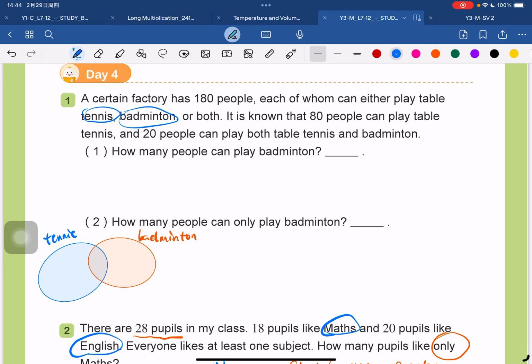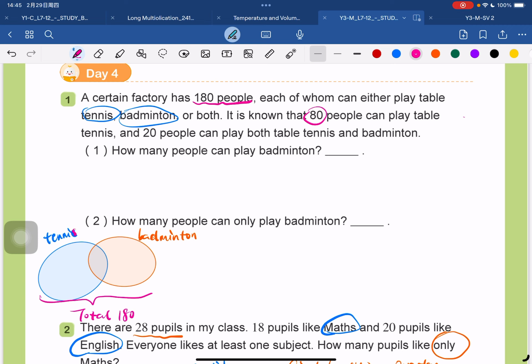After that, let's try to label some data in the diagram. First is 180 people. The number 180 is the total amount of people, so we would label it at the bottom. And then we know 80 people can play table tennis. So let's put it here, 80. And also 20 people can play both table tennis and badminton. You see, "both" is the keyword, so we put it here in the middle.